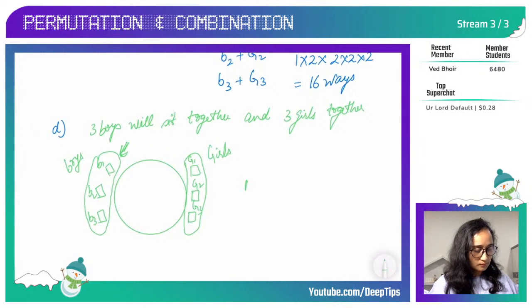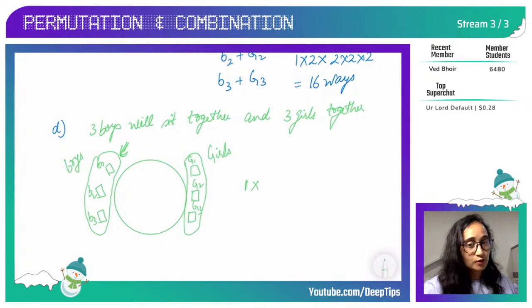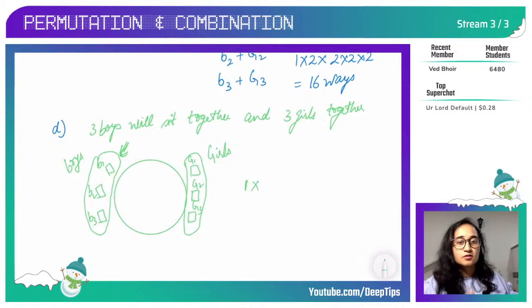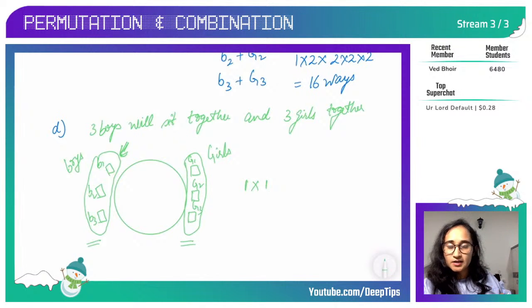And then for girls, in circular arrangement, I have told you that one place we need to fix. So suppose I have fixed the place for the boys here. So boys come and sit here, then girls are left with only one option to sit, n minus 1 factorial. So if I have two seats here, so one seat is fixed, then 2 minus 1 factorial, that is 1.